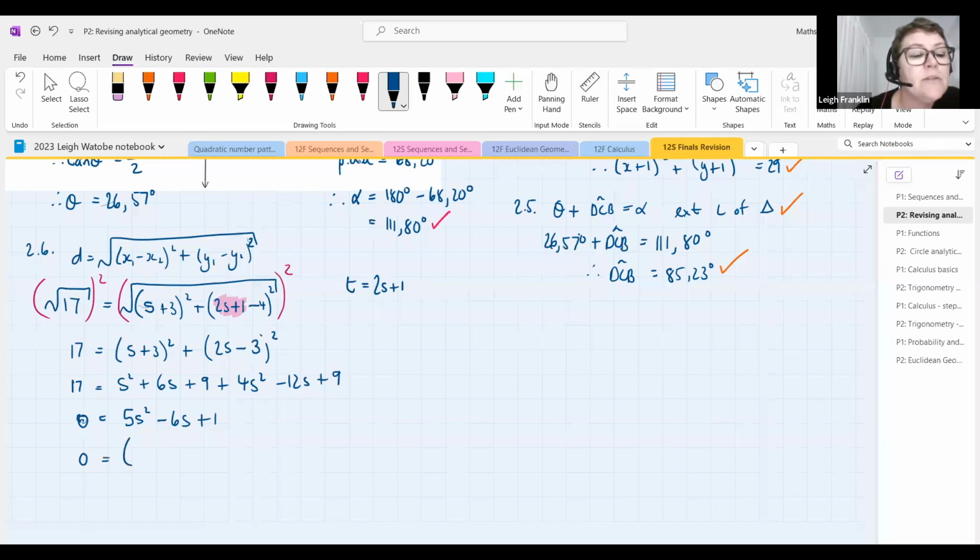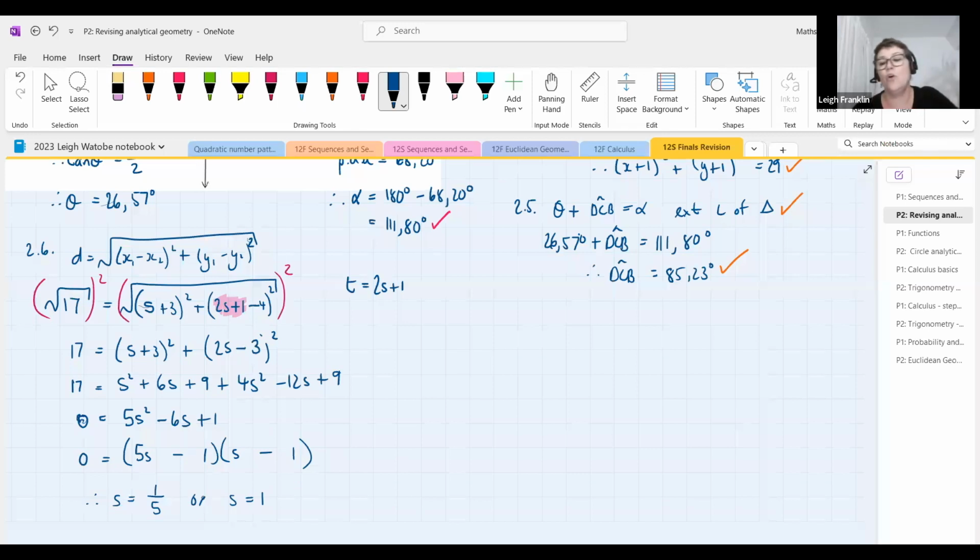Our factors, so we would have 5s over here and 1s over there, and we'd have to have 1 and 1, and because we've got a negative in the middle and a positive at the end, it would have to be minus. So let's just check that works. So that's 5s squared minus 5s minus 1s is our minus 6s, plus our 1, so that's fine. So now s is either equal to 1 over 5 or s is equal to 1.